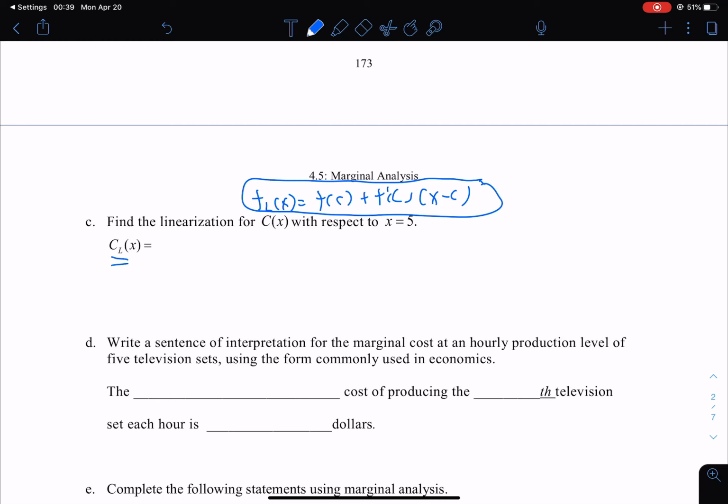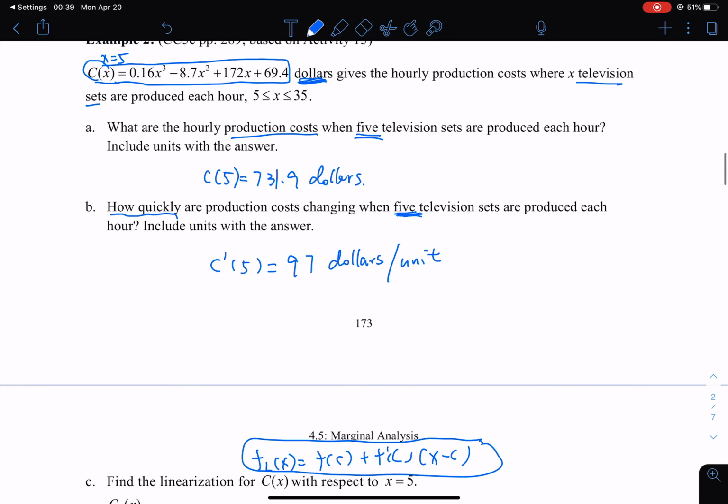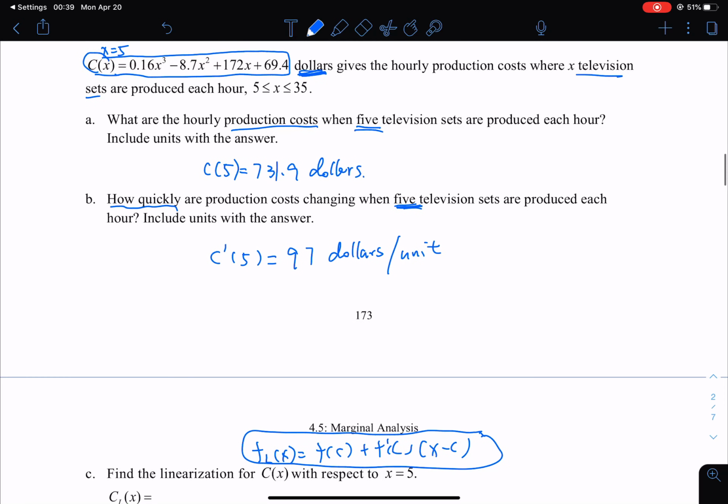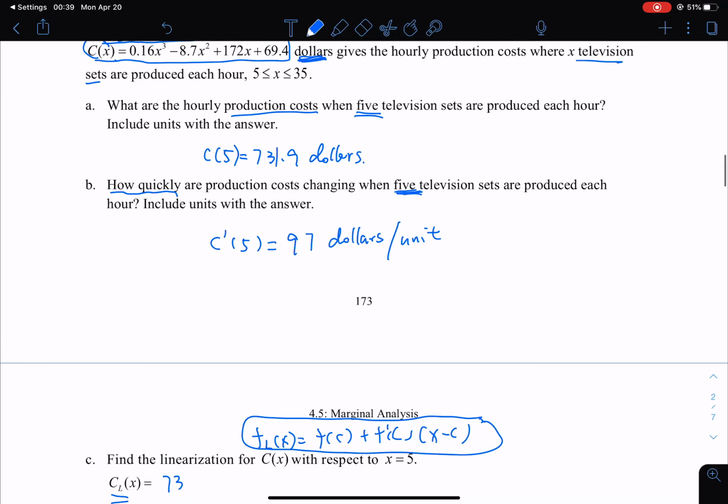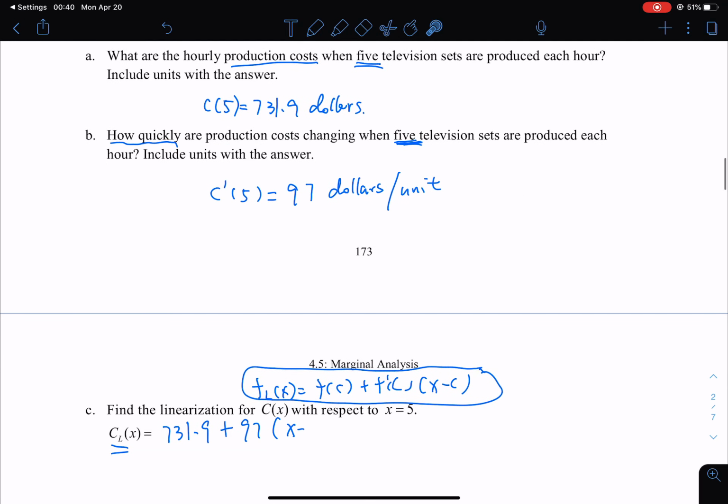And then C sub L of x, what is C of c? From question 1a, from question A, we know the number is 731.9, and then plus the derivative. The derivative is question B, which is 97. So plus 97 multiplied by x minus c, which is actually just 5. So x minus 5. And this is the linearization function.